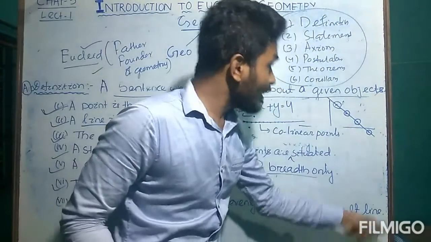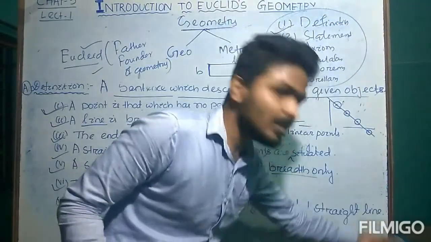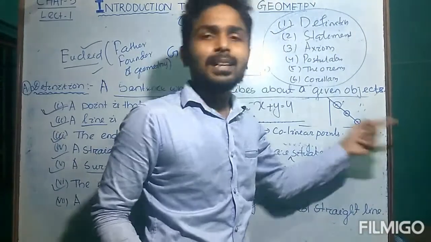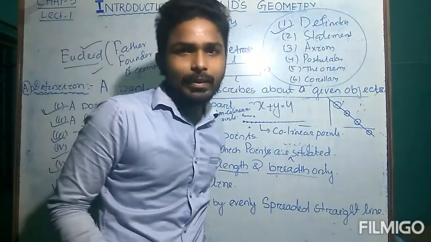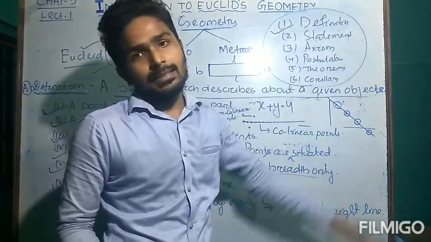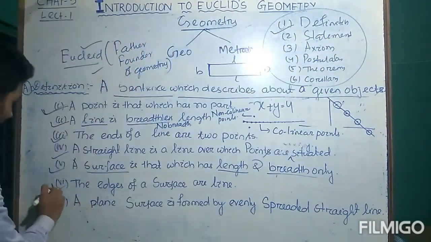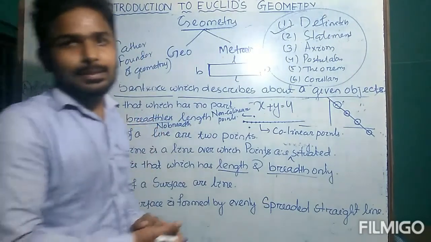Similarly, it is the breadth. Now the breadth is nothing but a line. It is a line or not? Yes, it is a line. So the length and the breadth of a surface are the lines. This is the sixth definition of a surface.